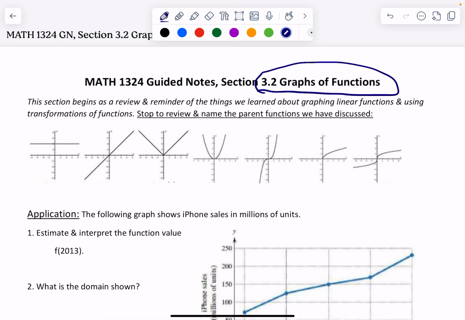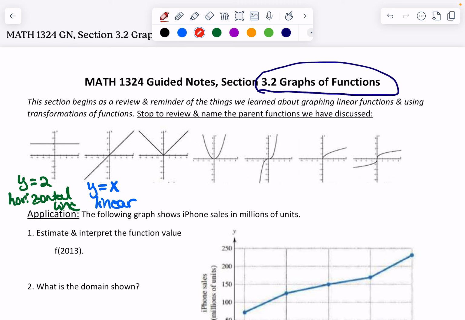Okay, so our first one here is a horizontal line. And as you can see, it is a linear function. It is y equals 2. Our next one, again, is linear. The equation is y equals x. These are your parent functions that all go through the origin.